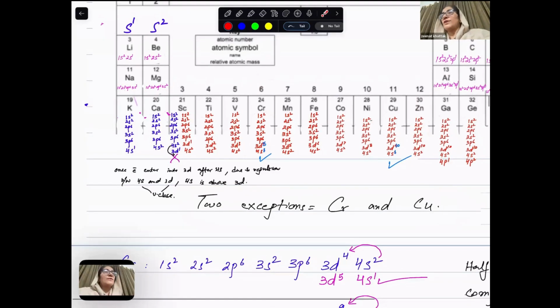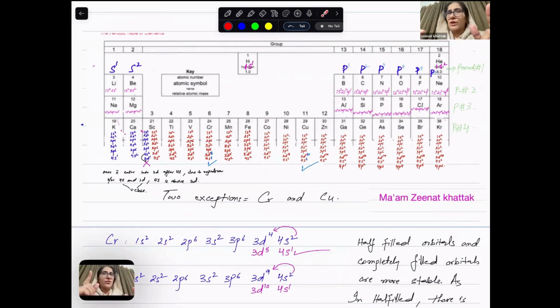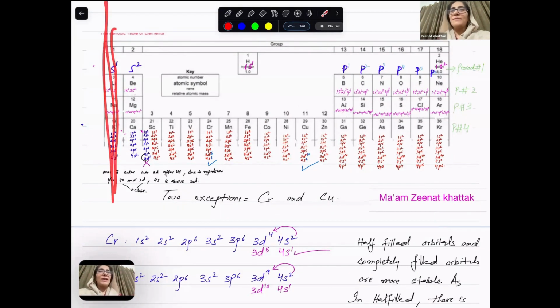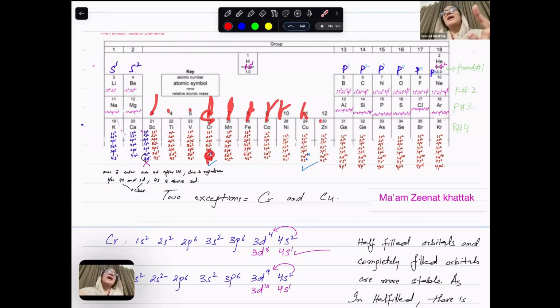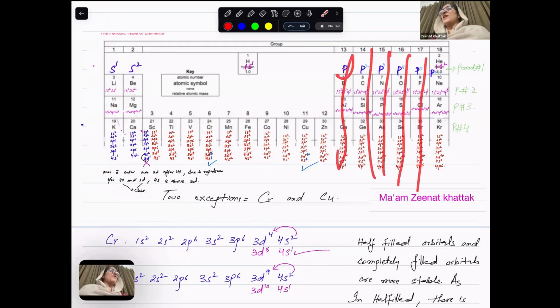Now, the last thing. One thing that you know now, they're called what? S1. They're called what? S2. They're called what? D1, D2, D3. This is not D4. This is what? D5. Then D5 again, D6, D7, D8. This is not D9. It's D10. And this is also D10 with this one. Now, these are P1, P2, P3, P4, P5, P6.